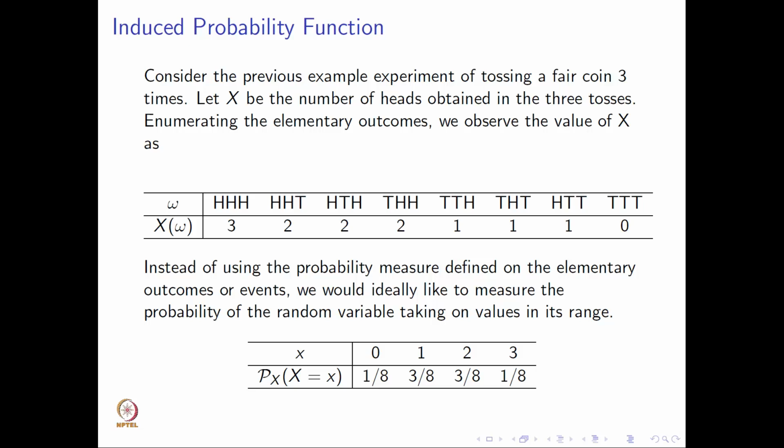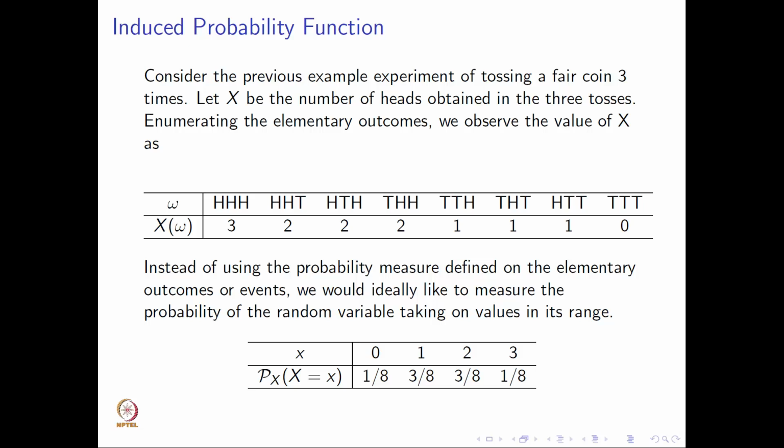Now, instead of using the probability measure defined on the elementary outcomes or events, we would ideally like to measure the probability of the random variable taking on values in its range. What we are trying to say here is that when we defined probability measure, we were associating each event, that is, subset of the sample space, with a probability measure. When we consider random variables, the events correspond to different subsets of the sample space which map to different values of the random variable. This is illustrated in the second table.